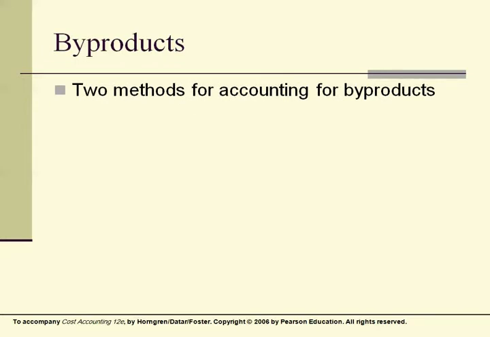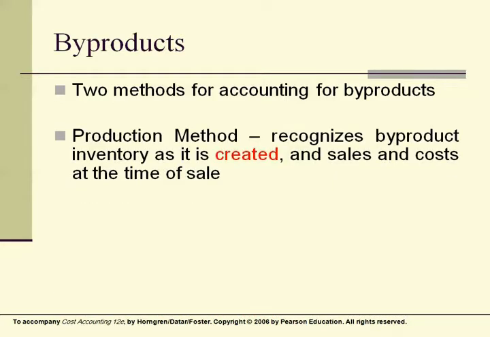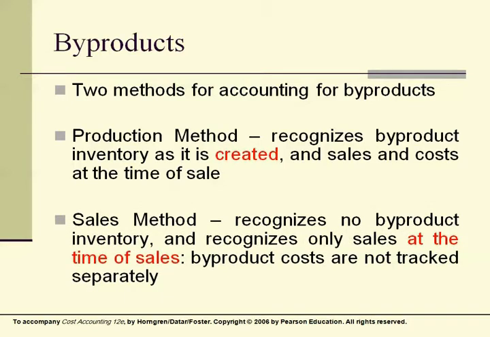Byproducts. We have two methods for accounting for byproducts. Number one, production method recognizes byproduct inventory as it is created and sales and costs at the time of sale. Number two, sales method recognizes no byproduct inventory and recognizes only sales at the time of sale. Byproduct costs are not tracked separately.